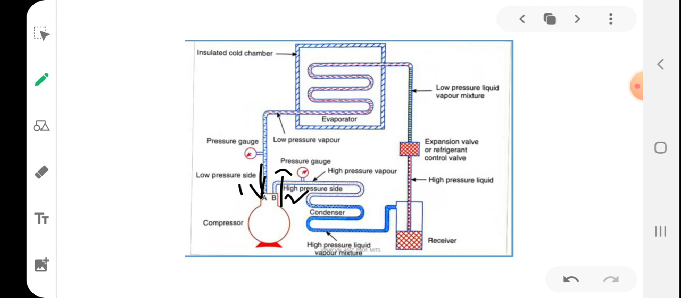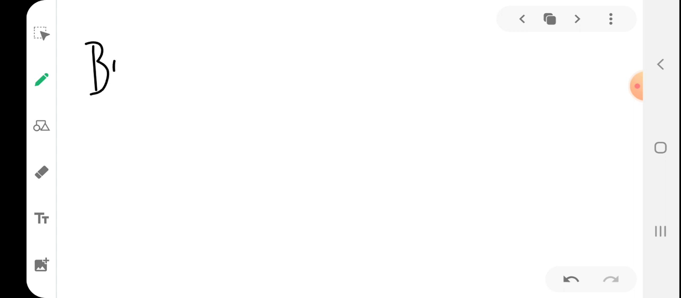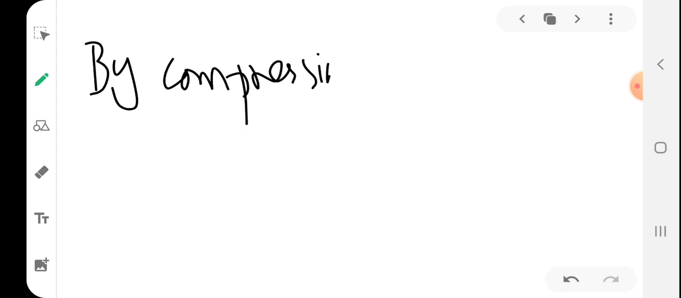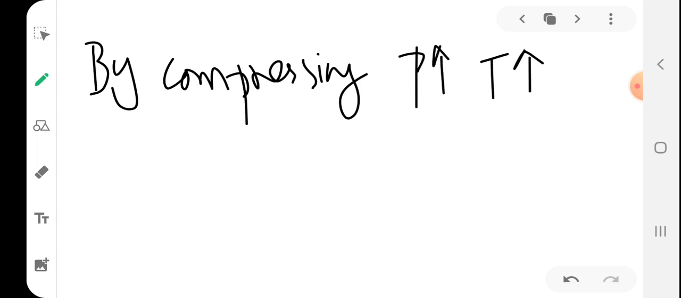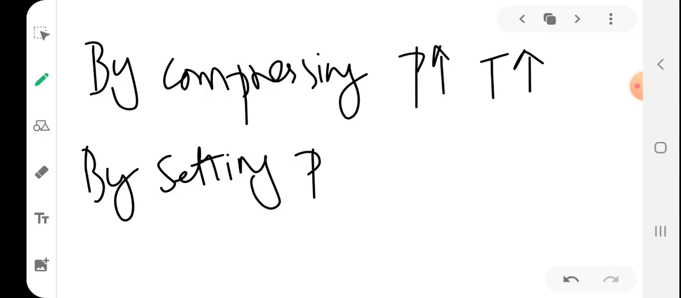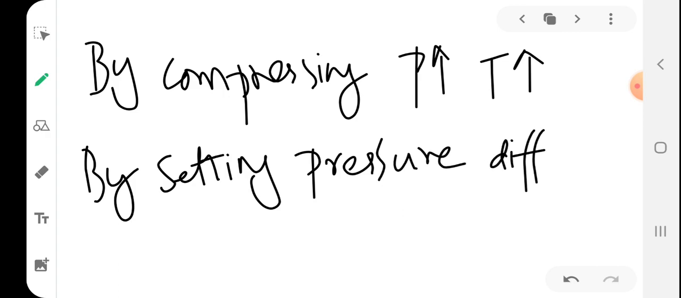So students, why are you applying pressure and temperature to this refrigerant? What is the reason? You are compressing it, so the saturated vapor becomes a superheated vapor, meaning it has higher pressure and higher temperature. Why are you doing that? By compressing, pressure increases and temperature increases. So you are setting a pressure differential there. By setting a pressure differential using the compressor, a pressure difference is required.